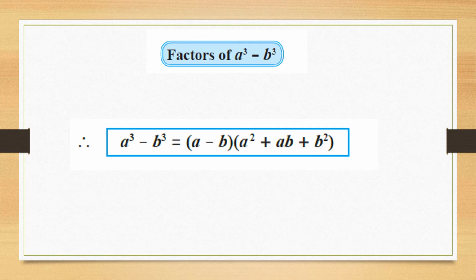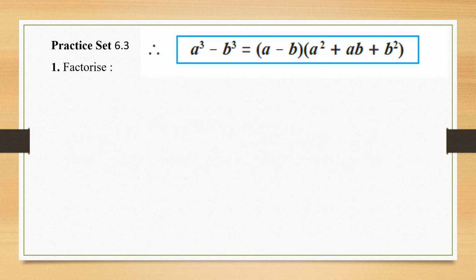Next, we see the sum. For the next following sums, we need another formula. So this is a cube minus b cube. The formula for a cube minus b cube is (a minus b)(a square plus ab plus b square). We'll be using this formula to solve the second part of factorization sums of practice set 6.3.